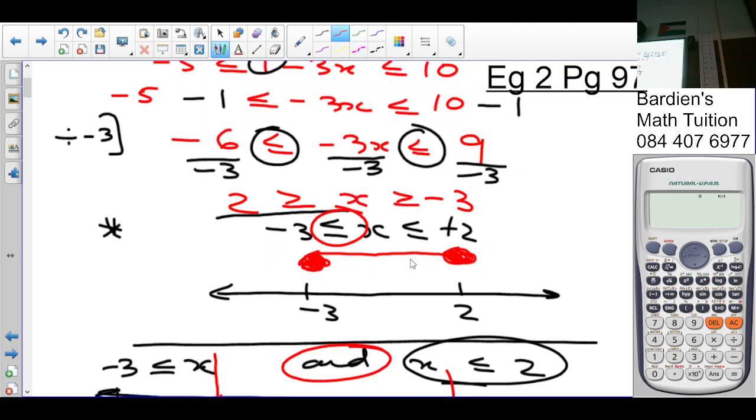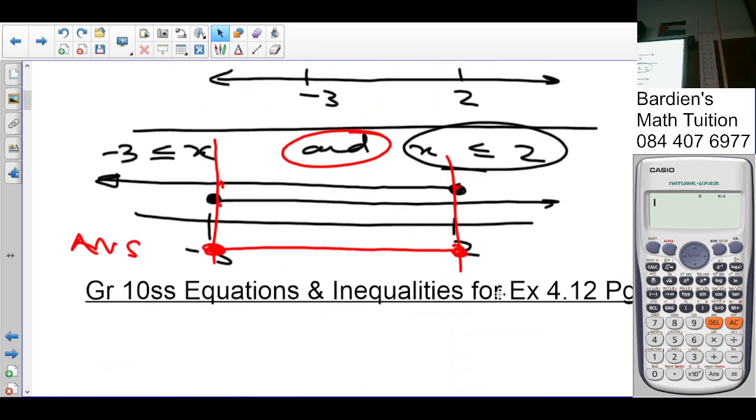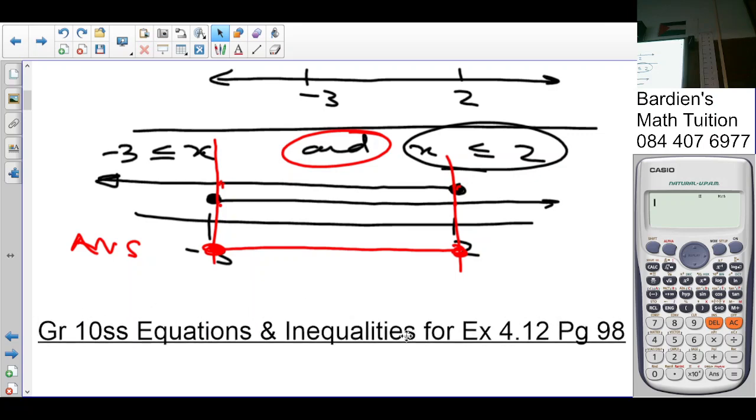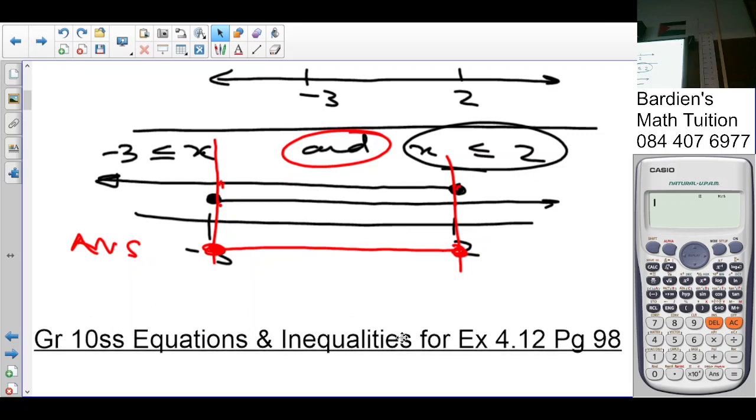Make sense? Okay. So now you should be able to do exercise 4.12 on page 98. I'm going to give you a couple of minutes and I'll mark you row by row again to ensure that you understand what you are doing. You're going to do every alternate sum, so only odd numbers will be done now. Okay? You guys know what to do.